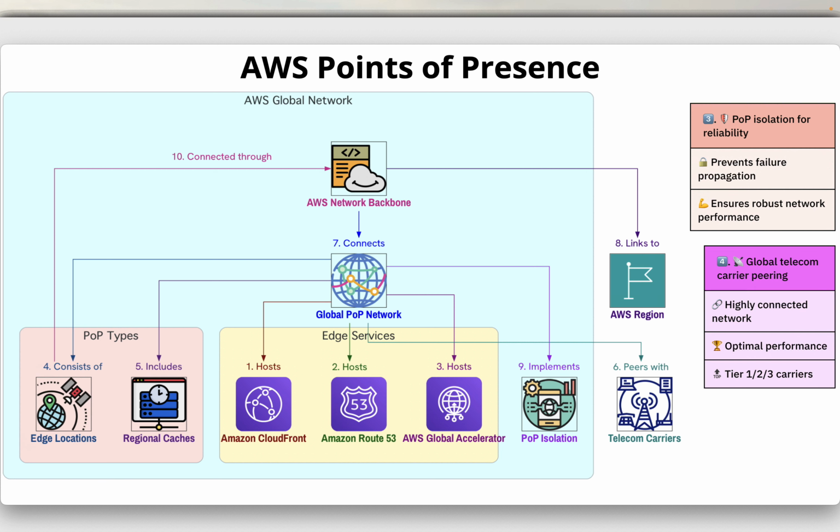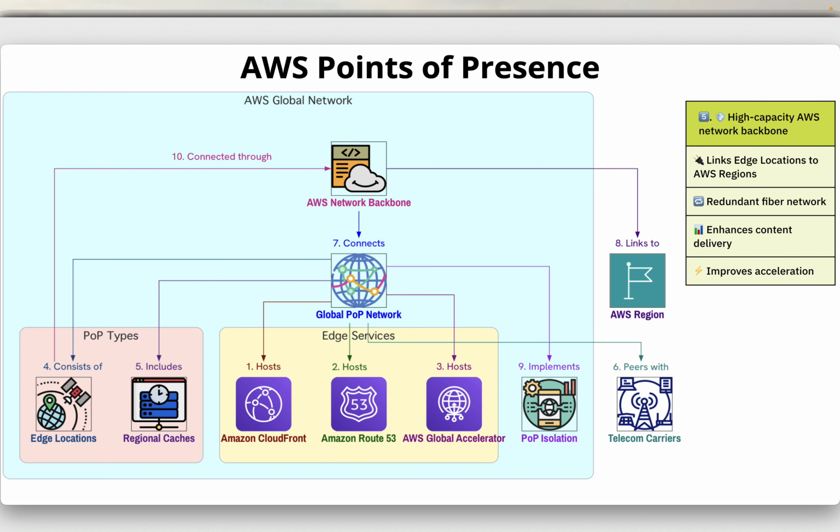Pairing with thousands of telecom carriers globally. So the AWS network is highly connected for optimal performance, pairing with major tier 1, tier 2, tier 3 telecom providers or carriers. High capacity AWS network backbone. So edge locations are linked to AWS regions via high capacity redundant fiber network, enhancing content delivery and acceleration.